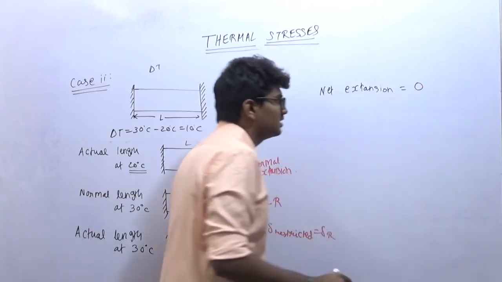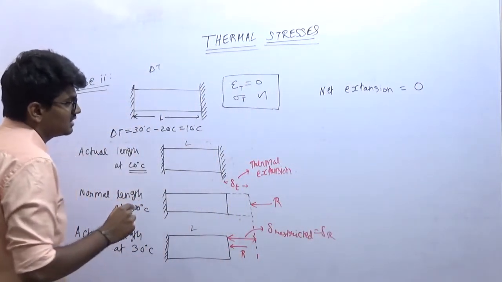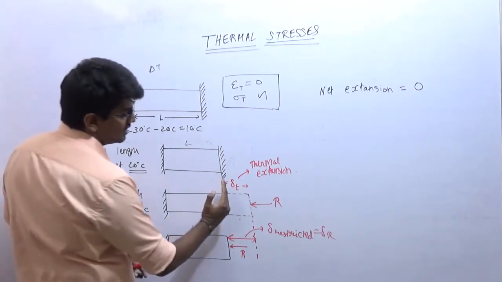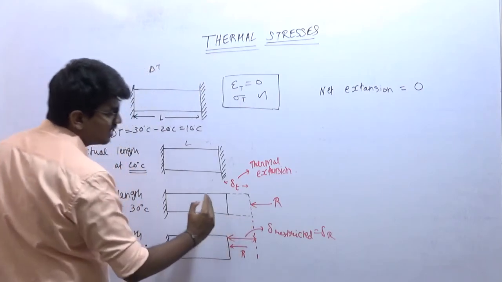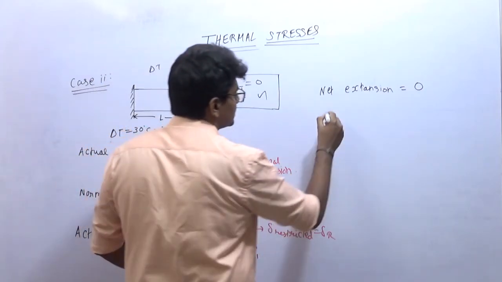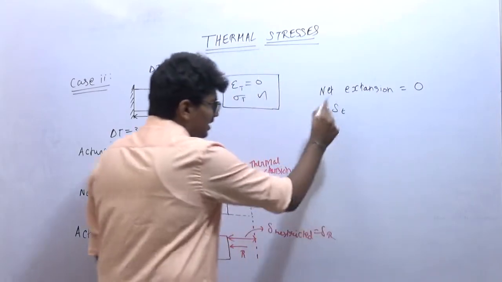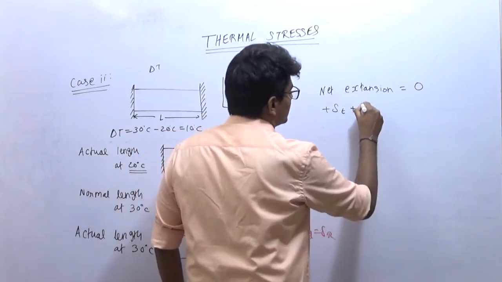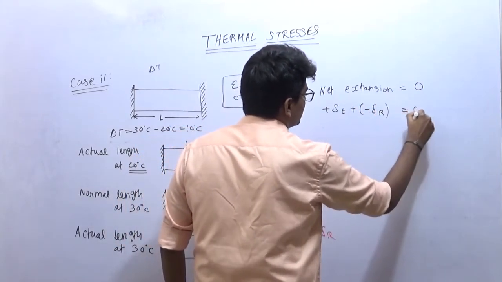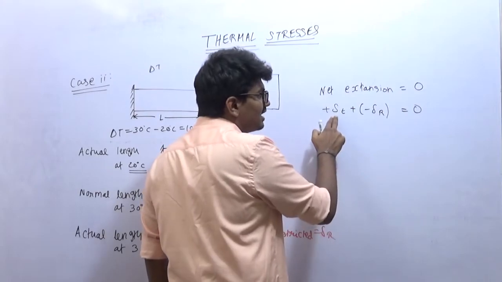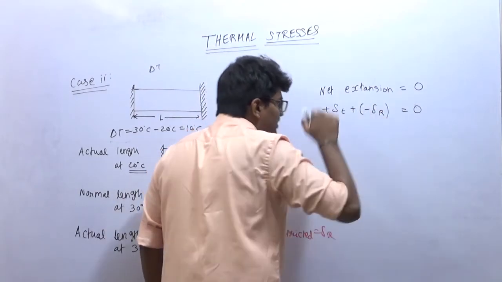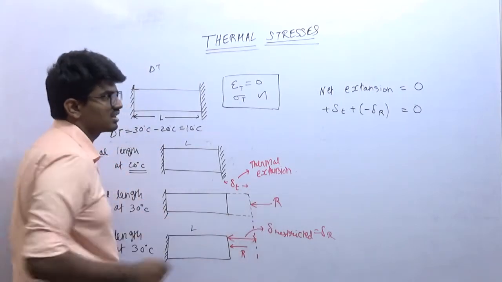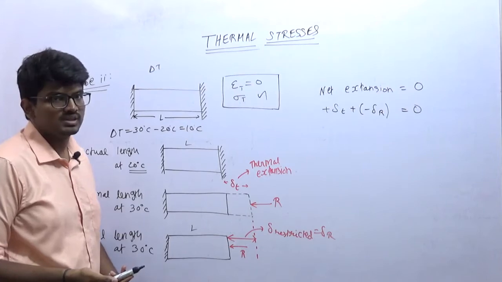So net expansion is 0. What are the components of net expansion? The first component is free expansion. It is expanding freely, so plus delta T, but that delta T is getting restricted by the reaction R, so that is minus delta R, equal to 0. How much it is getting expanded, that much it is getting compressed due to the reaction force R. That's it, the problem has been solved.